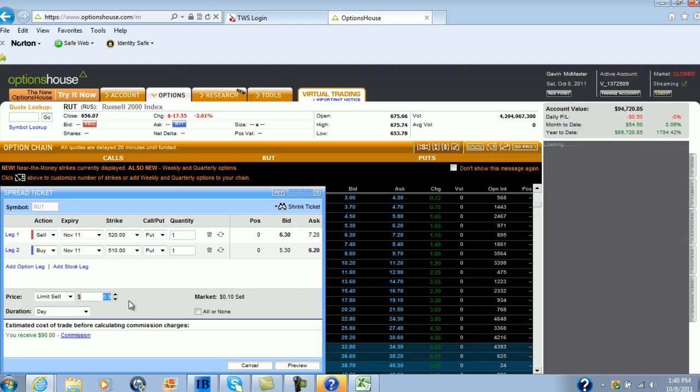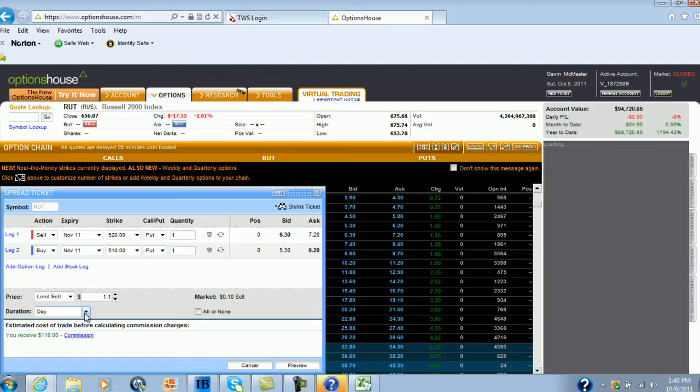I never go below the midpoint. If I was going to trade this particular spread, I'd probably start it off at $1.10, maybe leave it there for 20 or 30 minutes and just see what happens. And then if I'm not getting executed, then I'll just gradually bring the price down until I do get executed.